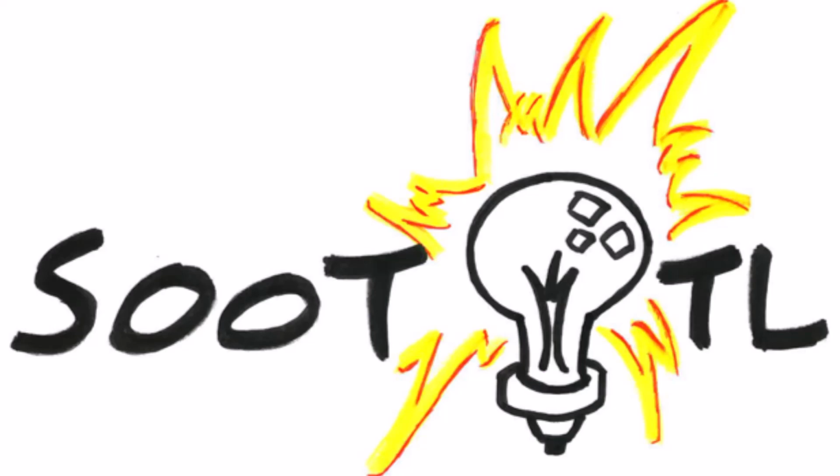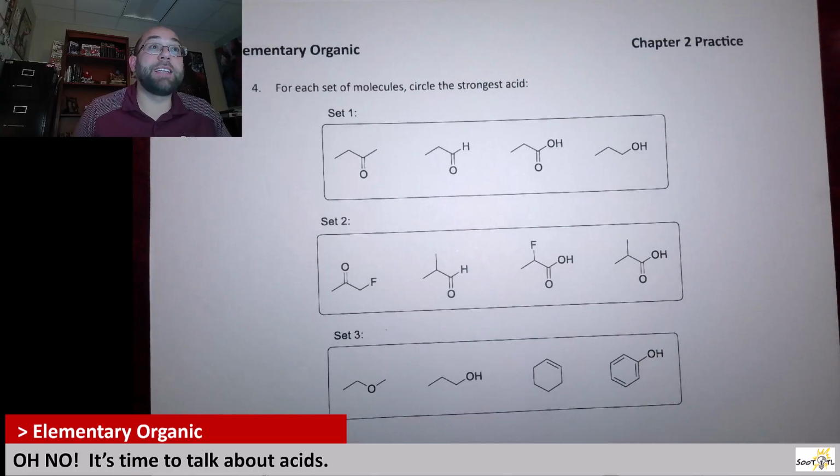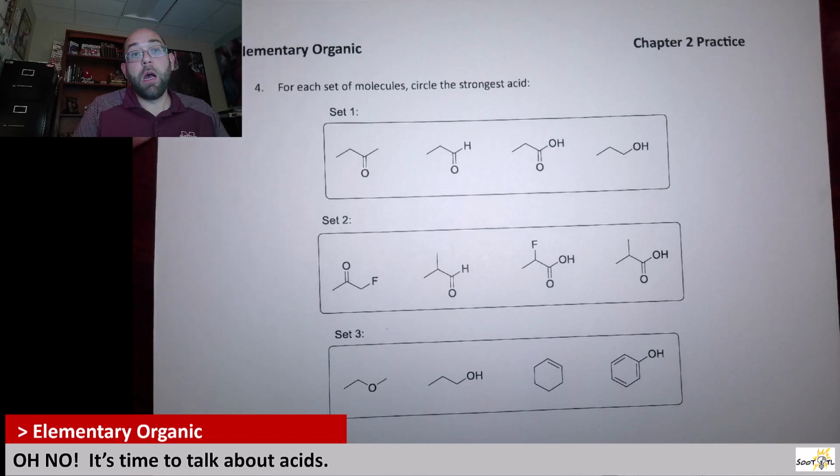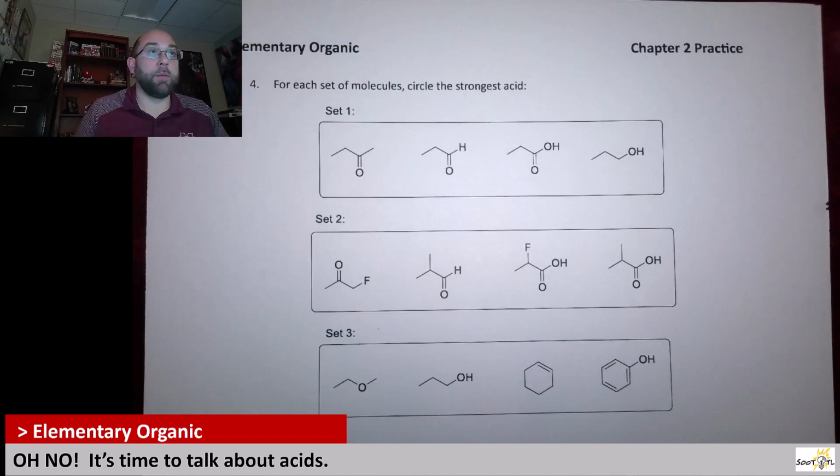Alright, Chem Minions, this is going to act as our third and final practice video for Chapter 2. Here we're looking at acids / acid-base reactions. So one thing you need to think of is how can you figure out what the strongest acid is. We talk a lot about what's the most polar bond you could have, specifically the most polar bond that a hydrogen possesses.